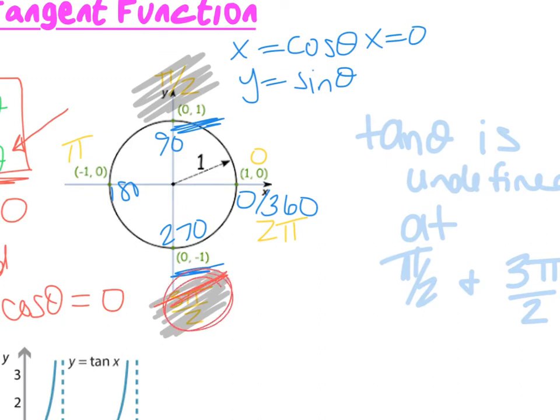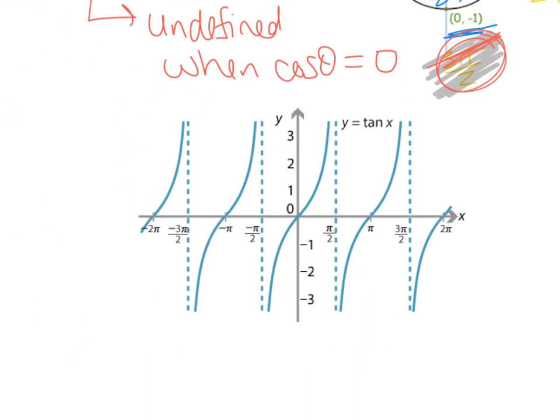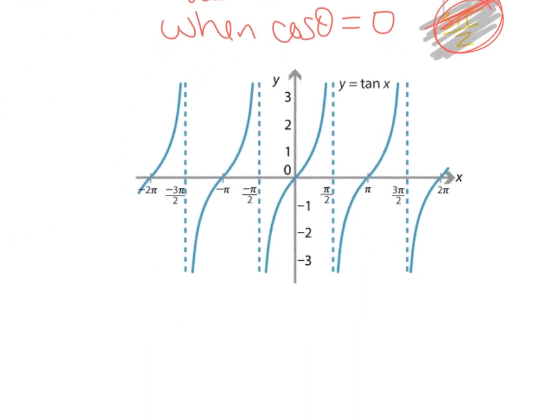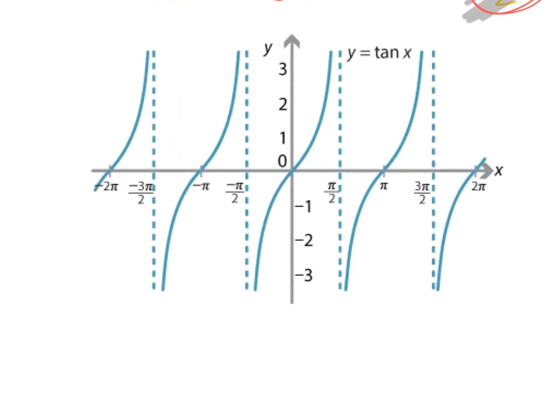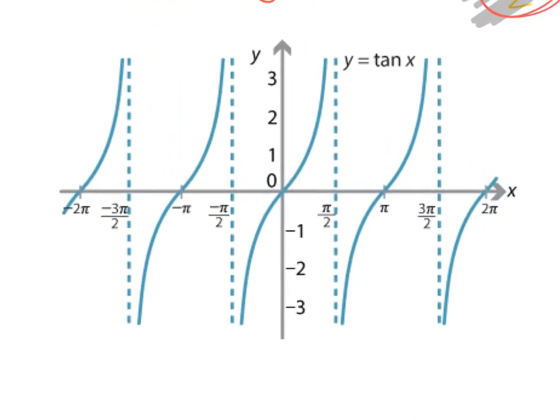Okay? So what does this do to our graph? Well, basically, anything that's undefined on a graph is described with something called an asymptote. So if you guys can look at this graph, this is the graph of tangent. And you can see that there are dotted lines here that represent our asymptotes. These are asymptotes. And these asymptotes for tangent occur at values of pi over 2, specifically odd values of pi over 2.